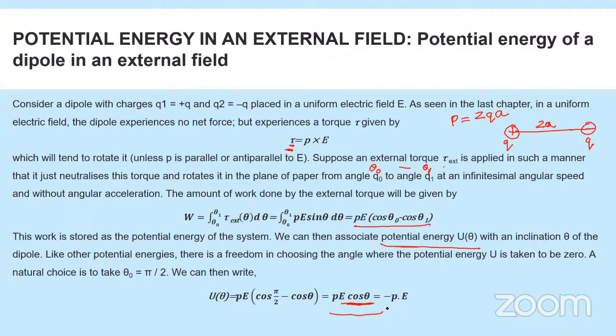And then we get it as minus p dot E. So this is your vector form, your dot product. So U(theta) can be given as the dot product of the dipole moment vector P and the electric field E, and the negative sign is there.